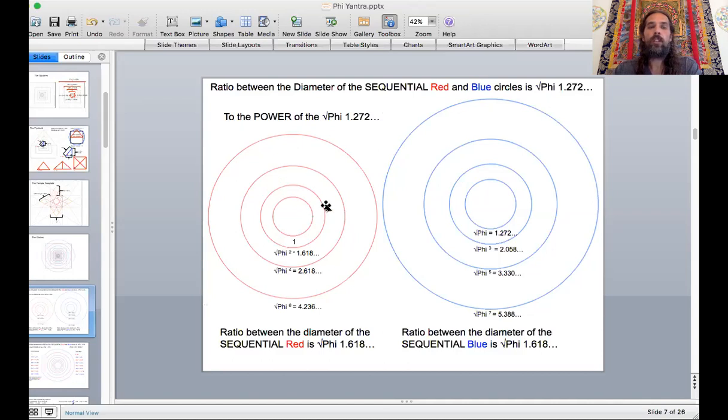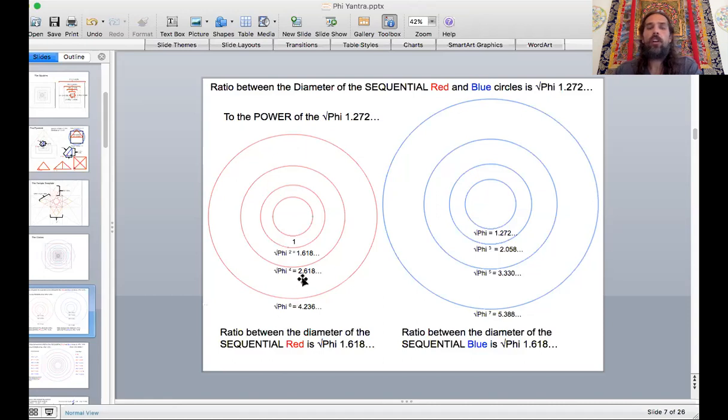So all the red circles here were all the circles that were contained within the squares. And these blue circles were all the circles that were the squaring of the circles, the circle that went around the square, to put it into that relationship. So here's the 1-inch circle to the 1.272, and the ratio between the diameter of the sequential red and blue circles is 1.272. So if you divide 5.388 by 4.236, you should come up with 1.272, and that's the ratio between these two.